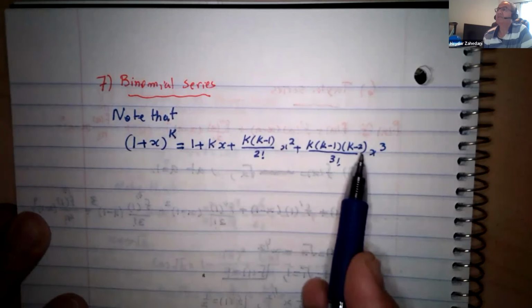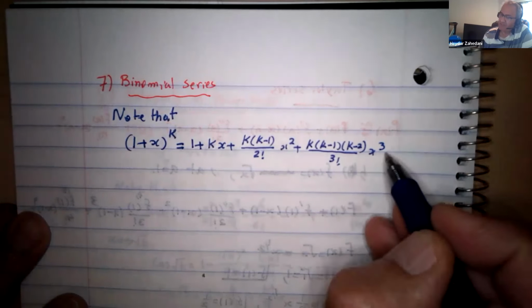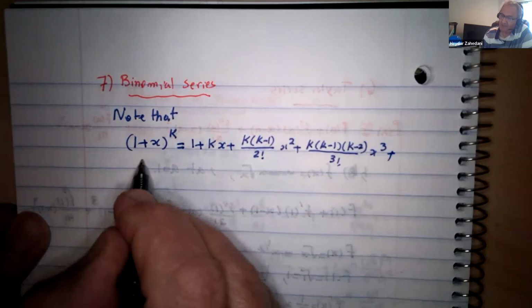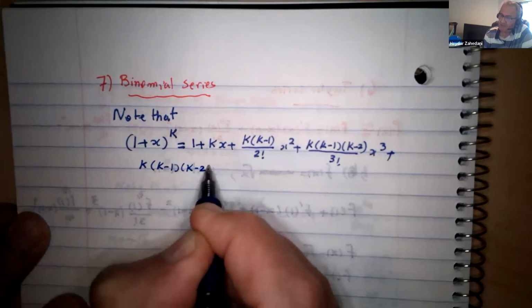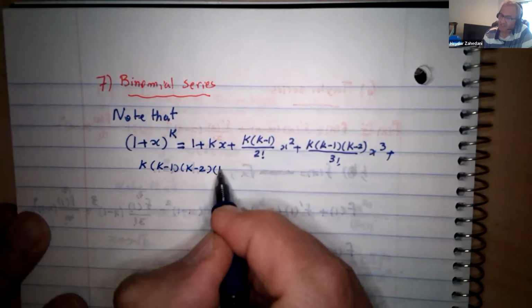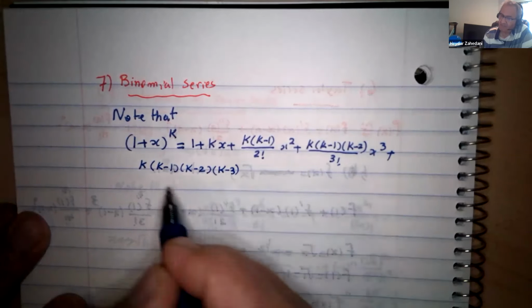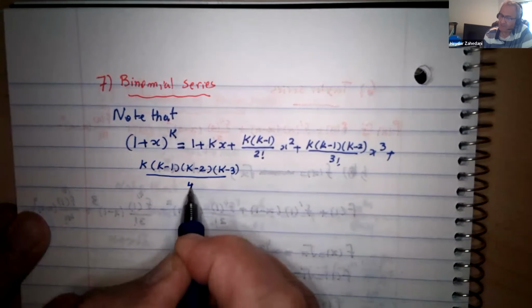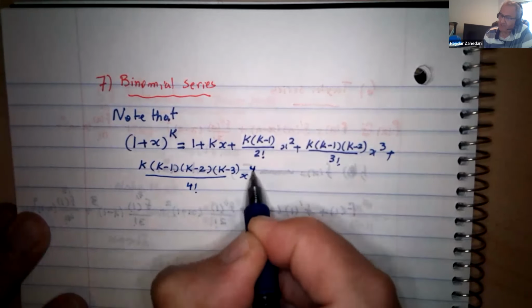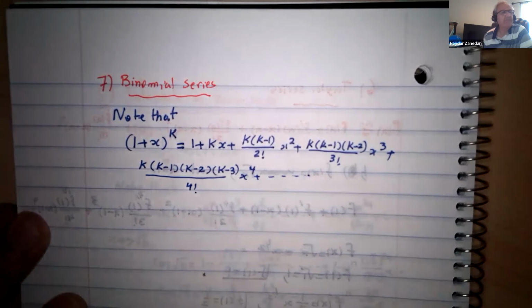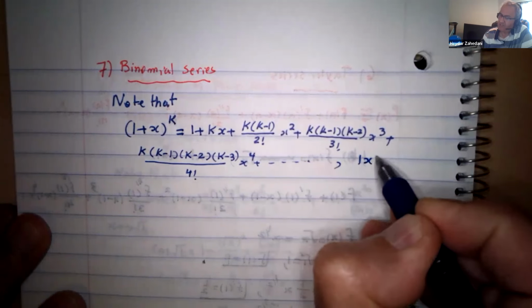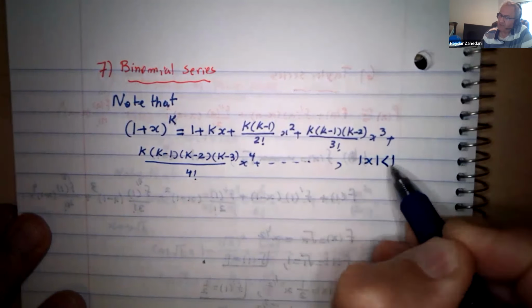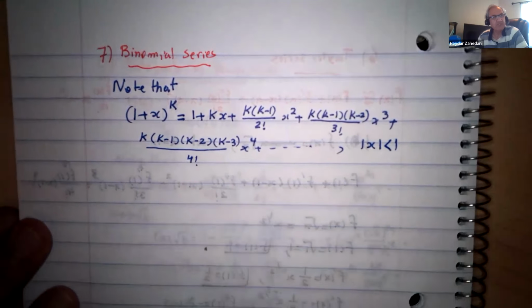They ask you to write it through the degree 4. So the next one, I write down here, this is going to be k times k minus 1 times k minus 2, times k minus 3, and this is going to be over 4 factorial, x to the 4th, and you can go on forever. This is going to be a series, and this is like a geometric series. The radius of convergence of this series is 1.